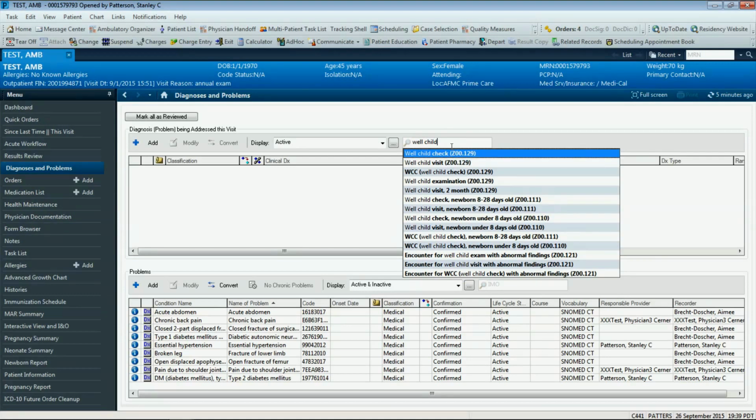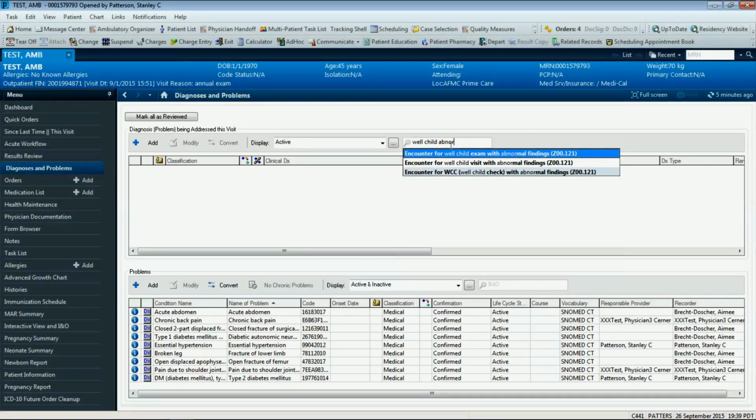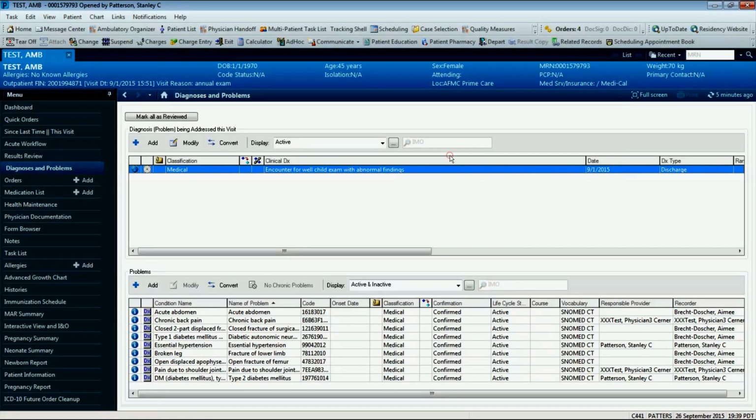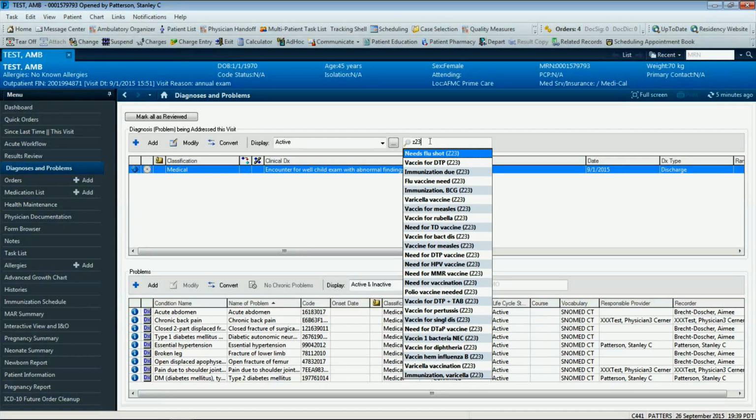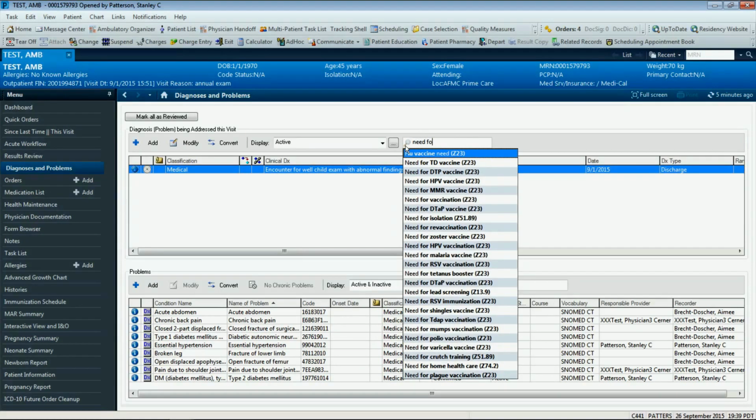Remember, there's an abnormal finding, which you can see the code is way down here. Or you can just type in well child and just type in abnormal. And it'll help narrow down that search for you. So you would want to pick that one if there's something abnormal. The Z23 vaccines, as I can see, it's Z23. You can type in different ways of saying it, but it gives you the same code. Or just need for vaccination.